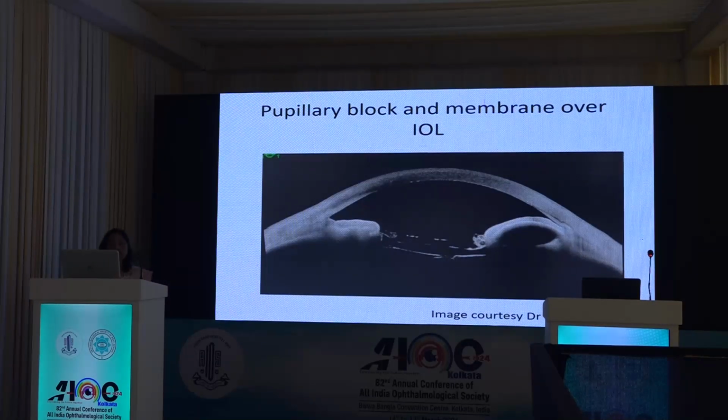Again, this picture is on Anterior. This was a patient of uveitis with a membrane formation on the IOL, and that caused posterior synechiae and pupillary block. So these tools are not only there to improve our diagnostic ability, but also for research and teaching purpose.